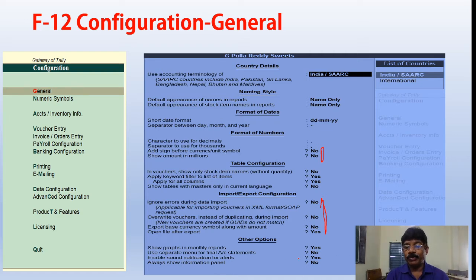Use separate menu for final accounts. If I say yes here, then the balance sheet, profit and loss account, everything will be displayed in a separate menu. And enable sound notification for alerts. If I put a wrong entry, a minus amount, or put one more zero extra, then it will go to minus, so it will alert me with a sound. Always show information panel: if I say yes, then it automatically gives that information. This is regarding general configuration.